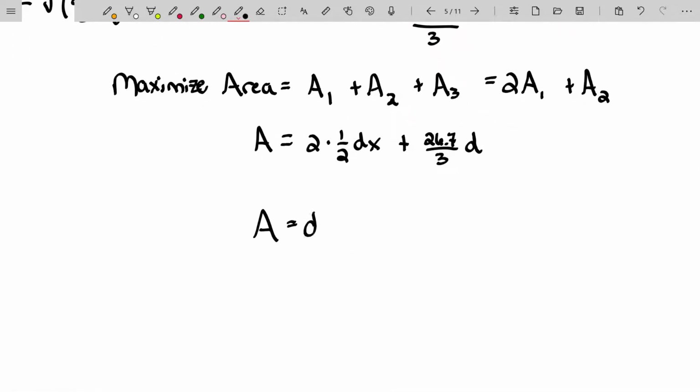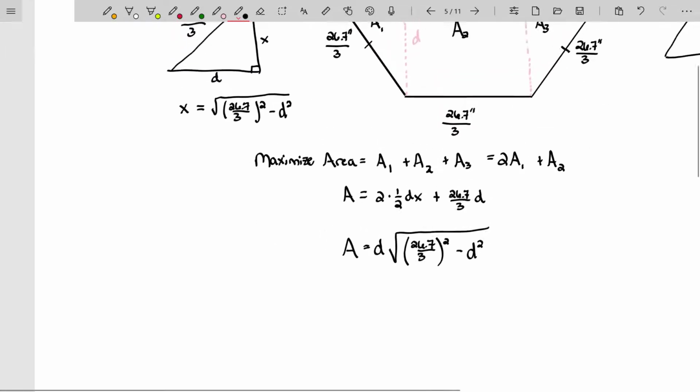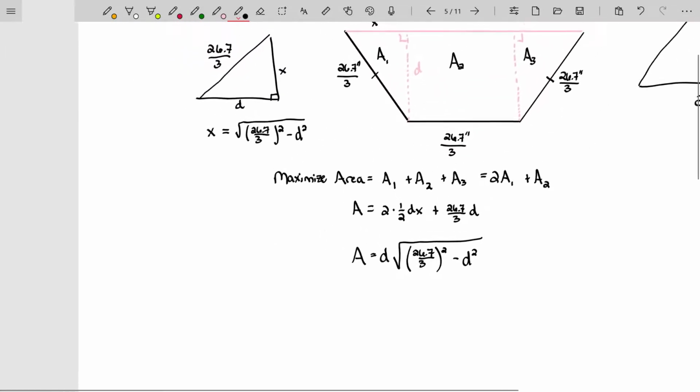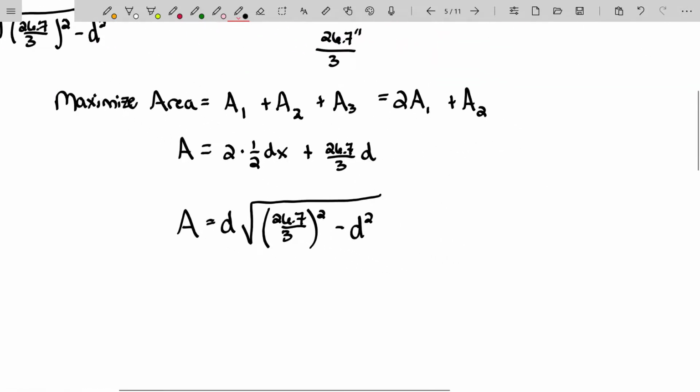So this will be D times the square root of (26.7/3) squared minus D squared. Is that right? Yeah, it is. And then plus that number, (26.7/3) D. Now there are little tricks you can do here in mathematics to make your life a little bit easier.